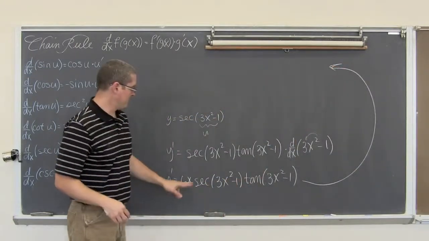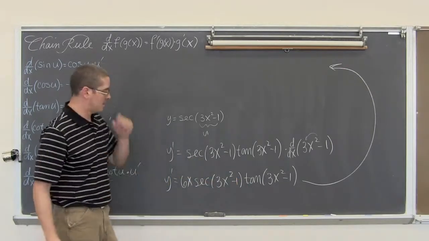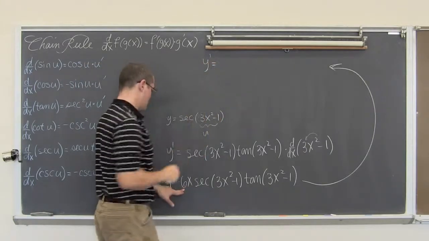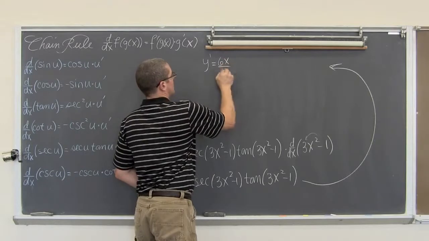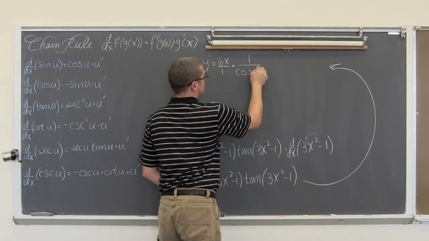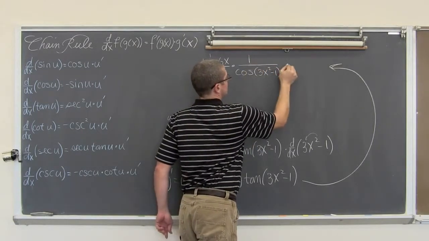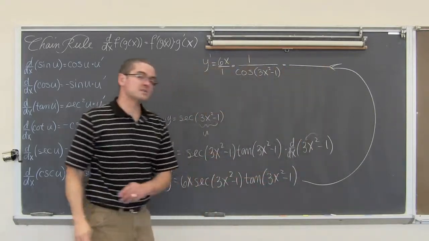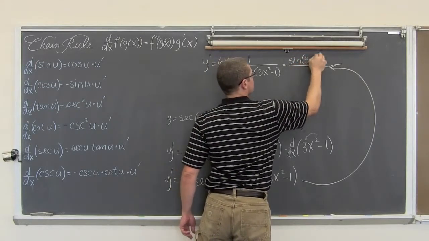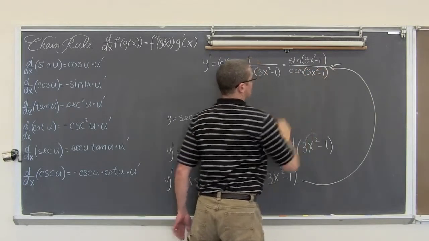And in case you need to, secant is 1 over cosine, and tangent is sine over cosine. So this can be rewritten as y prime is equal to 6x over 1 times, this is 1 over cosine, so 1 over cosine of 3x squared minus 1, times tangent is sine over cosine, so sine of 3x squared minus 1 over cosine of 3x squared minus 1.